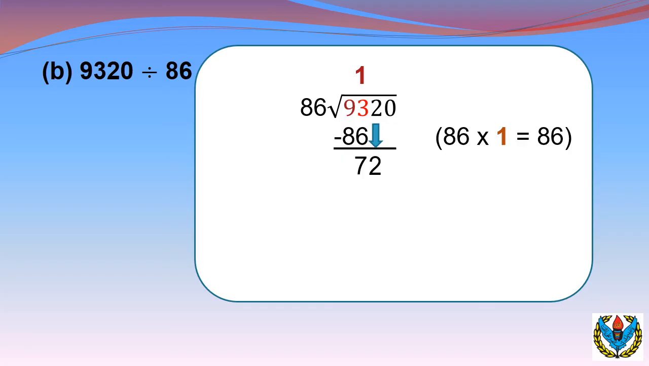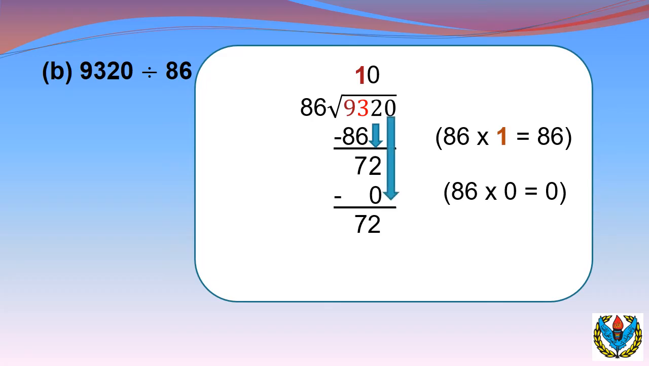Here 72 is less than 86. So what will we do here? We will multiply 86 by 0. 86 zeros are 0. We will place 0 above the division sign and another 0 below the 72. Now 72 minus 0 is 72. Next we will bring down 0 from the ones place and it becomes 720.